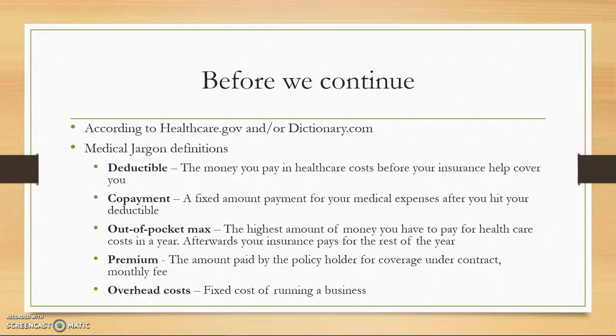A premium is the amount paid by the policyholder, that's you, for coverage under contract. This is usually a monthly fee, and it helps cover basic medical needs such as clinical visits, doctor visits, or, in some situations, prescription drugs. And an overhead cost is a fixed cost of running a business.